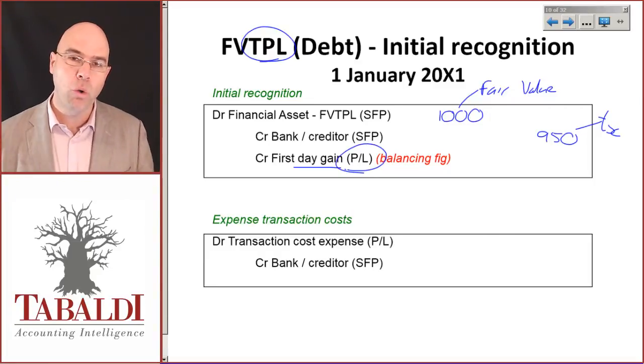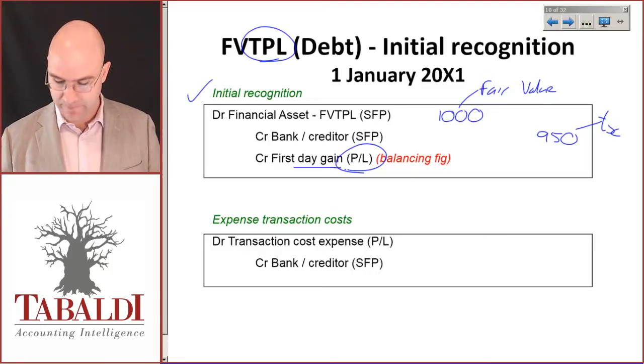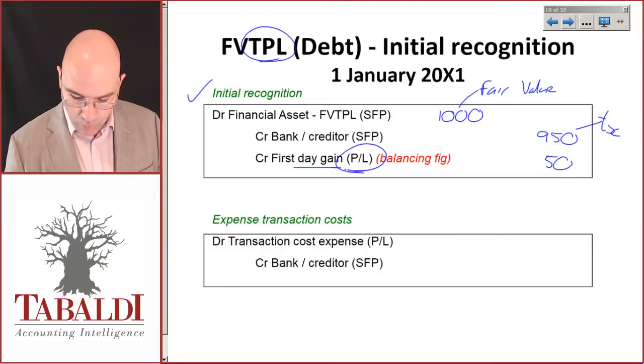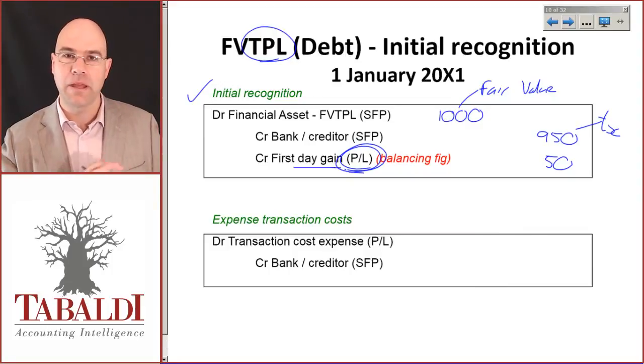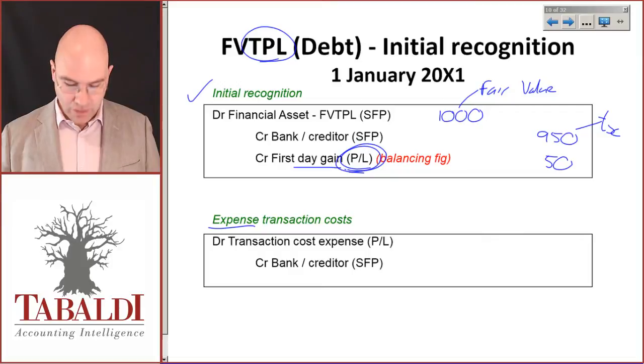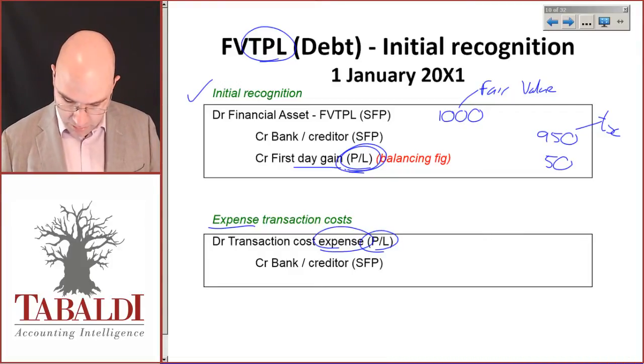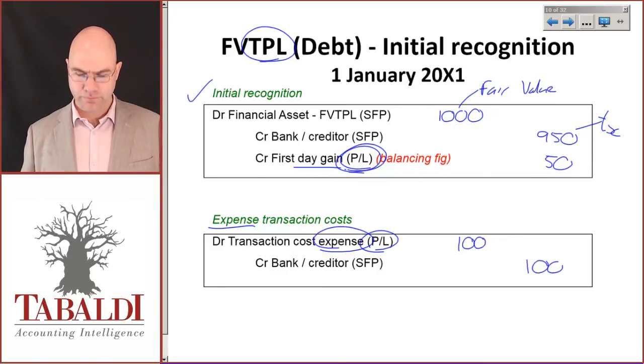You'll see all the journals are exactly the same for day one initial recognition. First day gain always goes through P&L. Doesn't matter what instrument you're dealing with. Here it's still fair value through P&L, so I'm going to expense transaction costs, debit profit and loss with the 100. So that is nice and easy.